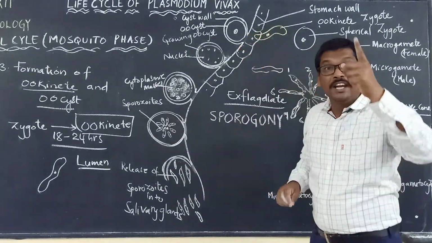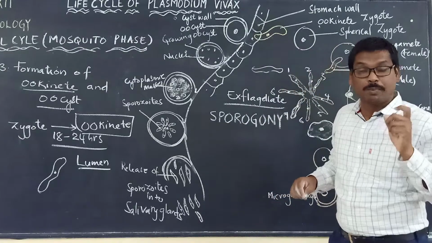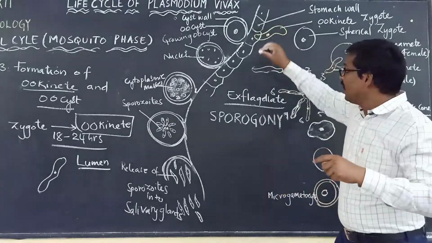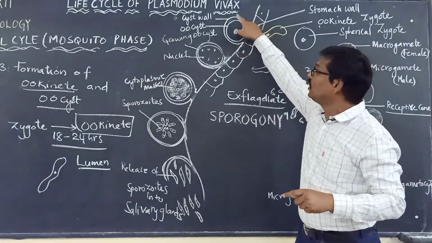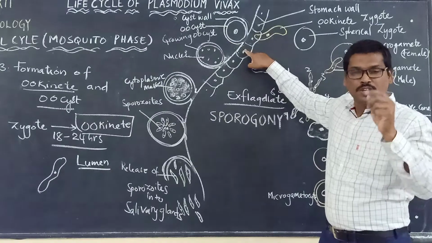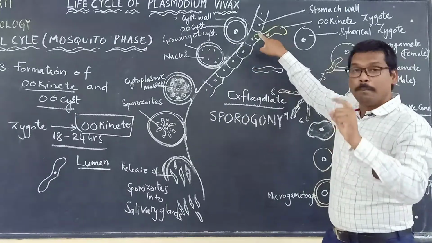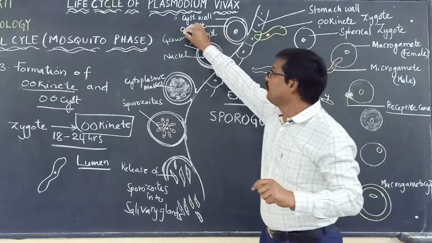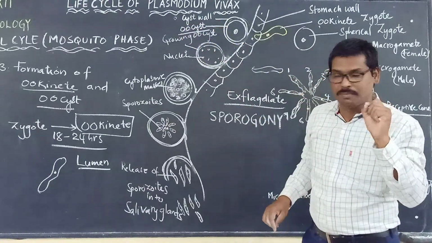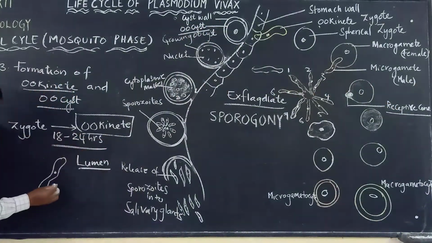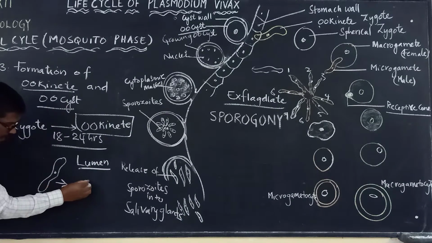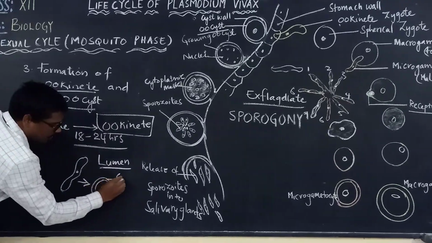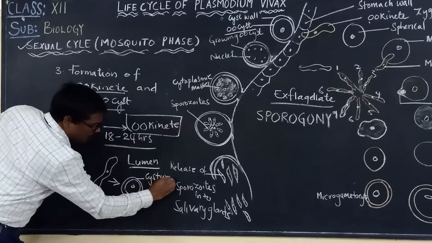After coming there, it produces a cyst wall to protect itself. Once the ookinete produces the cyst wall, what do we call it? Oocyst. Please remember, this is the ookinete, and it has secreted a wall around it. This wall we call the cyst wall.